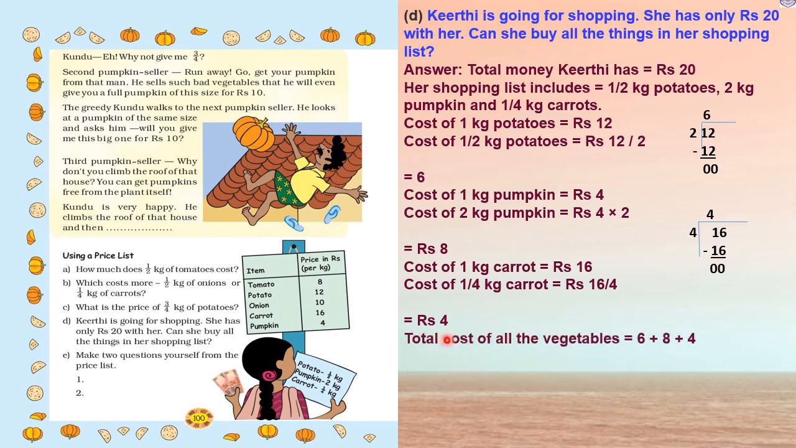So how much is the total now? The total cost of all the vegetables equals 6 plus 8 plus 4. So 6 plus 8 is 14, and 14 plus 4 is 18. So rupees 18. She has rupees 20 in total, so hence Kirti can buy all the vegetables in her shopping list. Now the next question: make two questions yourself from the price list. So students, you can write your questions by yourself.